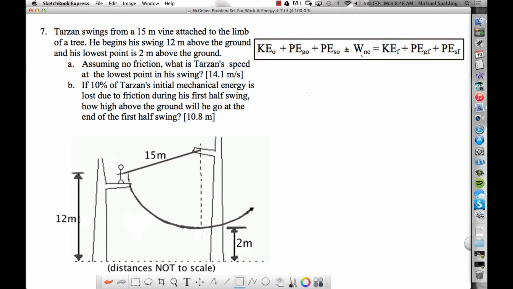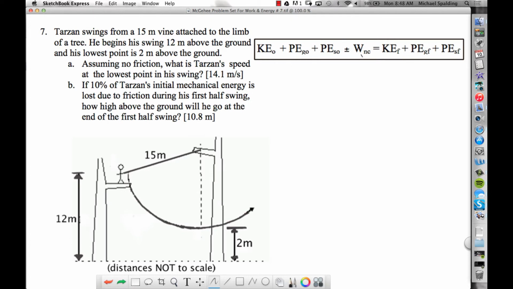Okay, number 7 on the McGehee problem set. Now look, first off, this diagram, it's pretty awful, man. I added right here distances not to scale. So look, this right here is pretty poor. This is 15, and then that's 12. What's up with that? I apologize, not to scale. I bet that was done just to make you think extra hard.